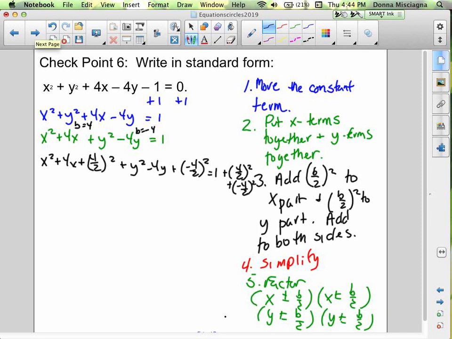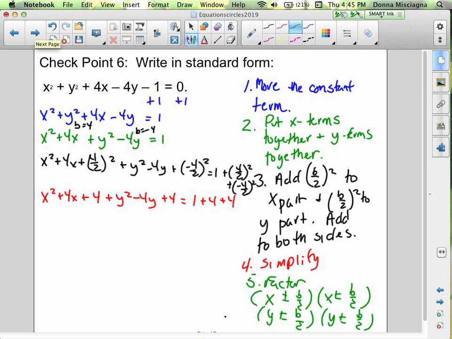All right, so we'll simplify now. So that's going to be x squared plus 4x plus 4 divided by 2 is 2, and 2 squared is 4. We have y squared minus 4y. Negative 4 divided by 2 is negative 2. Negative 2 squared is still 4. And so that's equals 1 plus 4 plus 4. All right, so now we can factor.